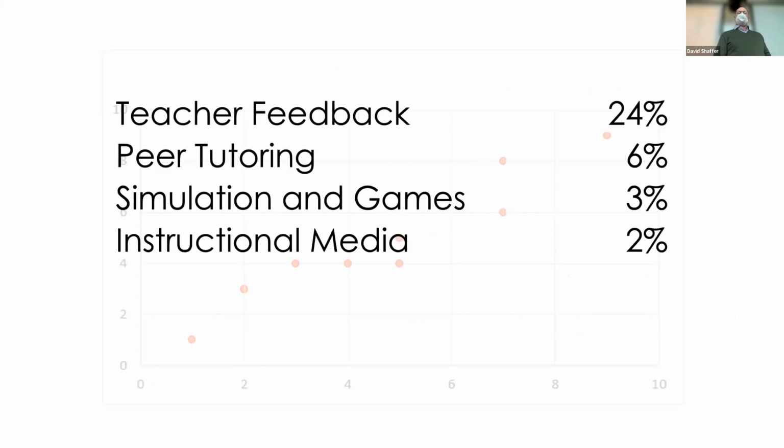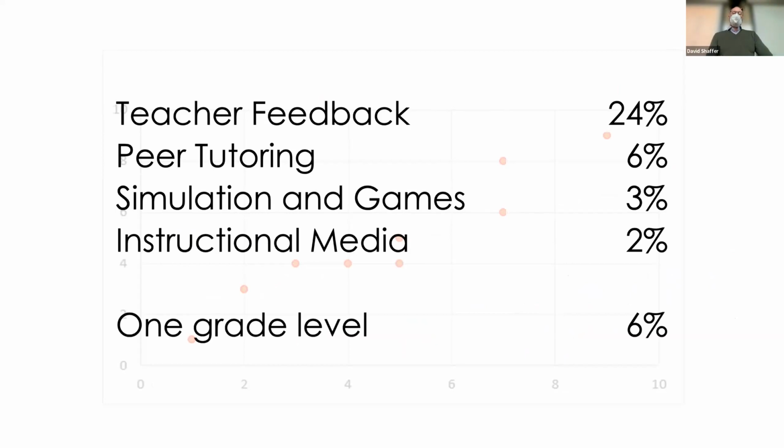We can correlate, for example, the impact of teacher feedback or peer tutoring or simulation in games or instructional media, the impact that that has on learning. We can even look at the sort of expected impact of one grade level of education in a subject. The 6% comes because standardized tests are normed, so that one grade level is about a 0.5 effect size, right, between one group and the next.